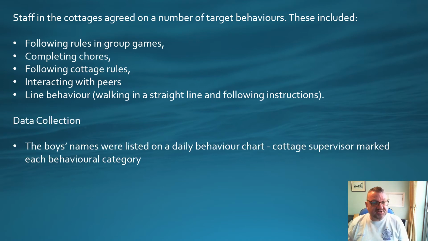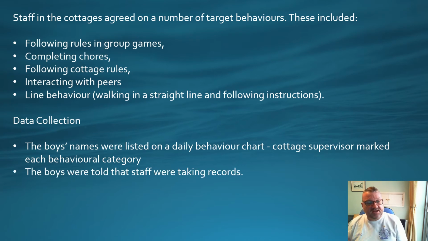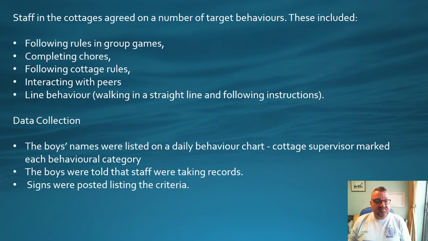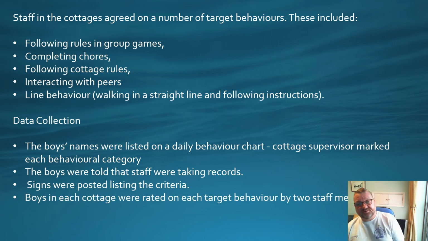Now, they collected the data in the following way. They listed the boys' names on a daily behaviour chart, and then the cottage supervisor marked each individual behavioural category. The boys were informed the staff were taking records, and signs were posted listing the criteria for good behaviour and what they were looking for. Boys in each cottage were rated on each target behaviour by 2 staff members. Effectively, this is no different from what we do in our school, where you have a list of the ready to learn rules and the red card behaviour. They're up there on the wall to remind you of what our expectations are for the students of our school. No different really from what was happening in these cottages.